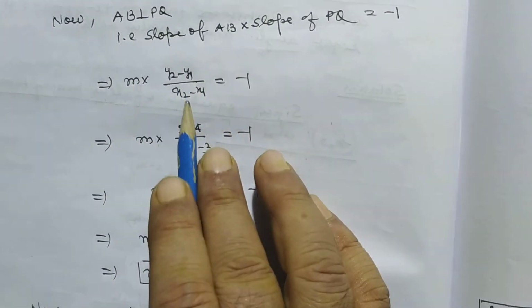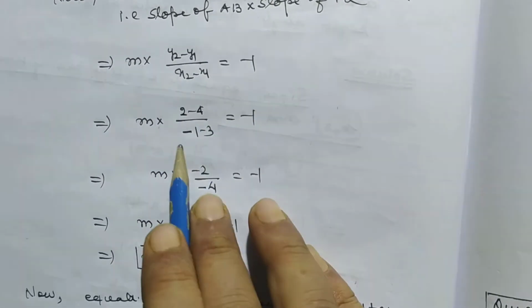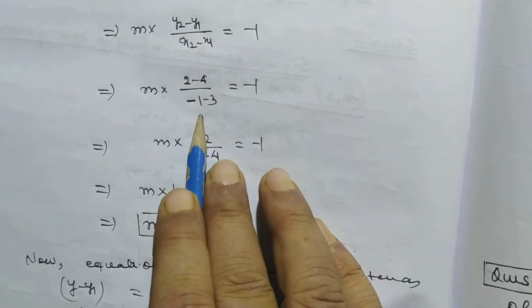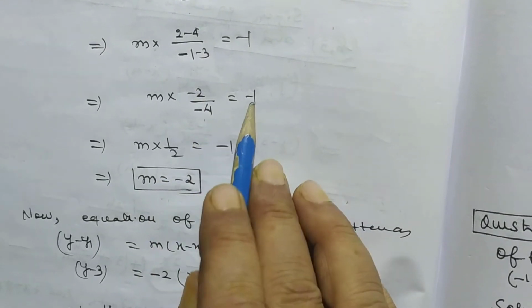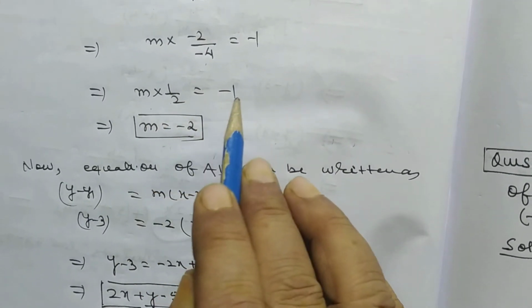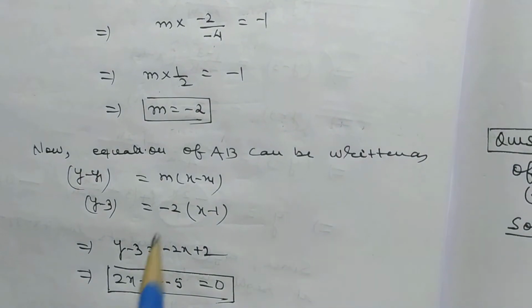So m into (y2 minus y1) by (x2 minus x1) is equal to -1. m into (2 minus 4) by (1 minus 3) is equal to -1. m into (-2) by (-4) is equal to -1. m into 1 by 2 is equal to -1. m is equal to -2.